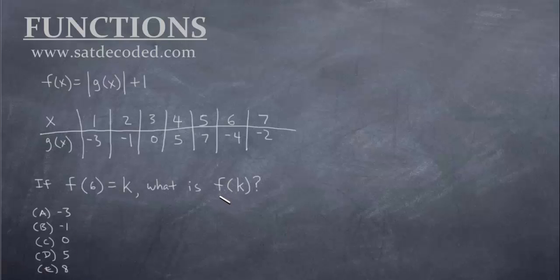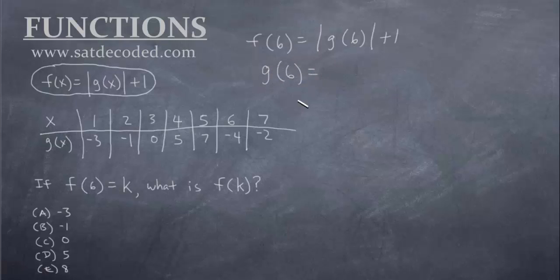Since the question is asking f of k, we first need to know what k is before we can even solve what f of k is. So k, they tell us earlier in the question, is equal to f of 6. So first things first, we've got to find out what f of 6 is. F of 6 is equal to what? Well, according to our master formula for the f function, it's equal to the absolute value of g of 6 plus 1. So to completely evaluate that, we have to figure out what g of 6 is now.